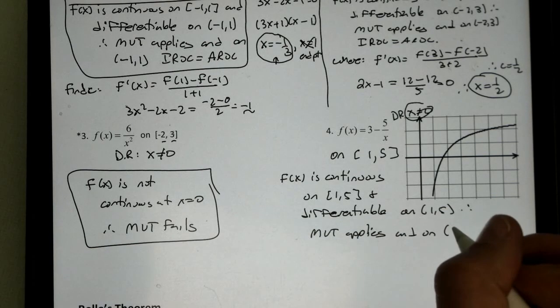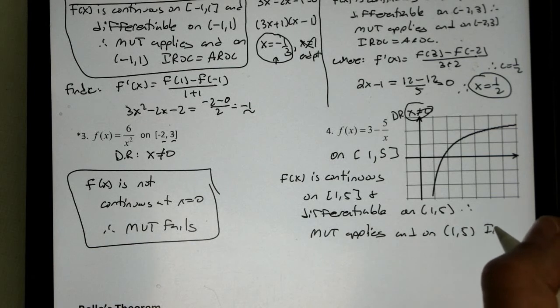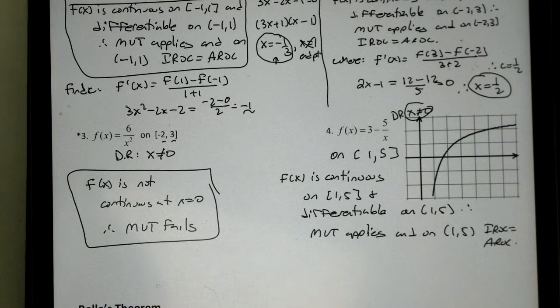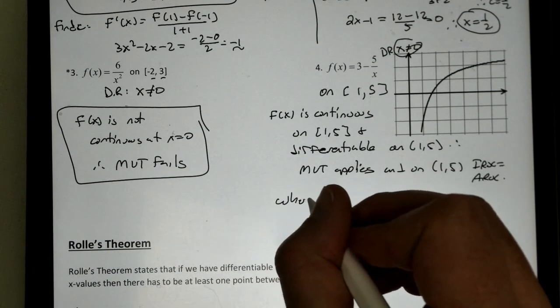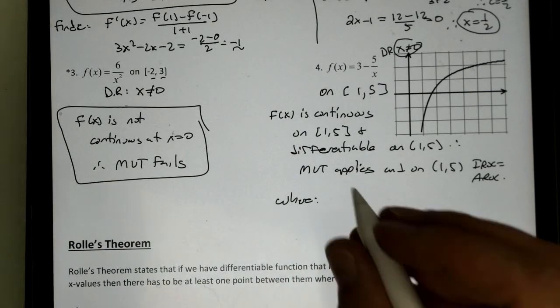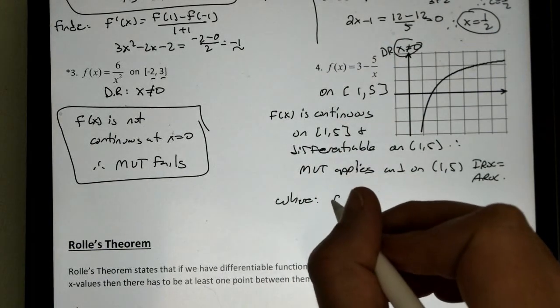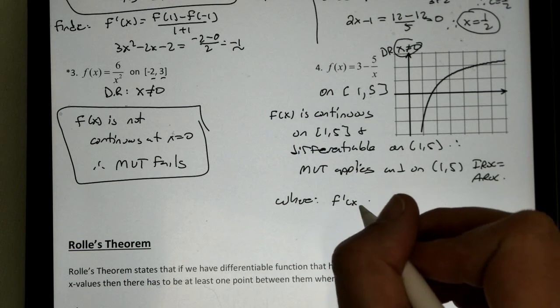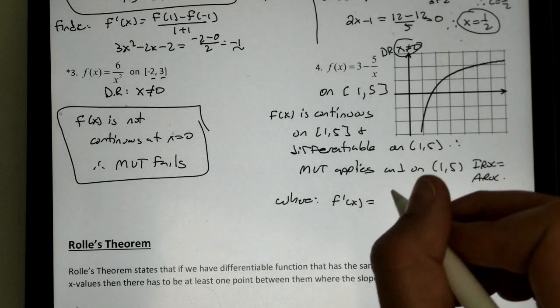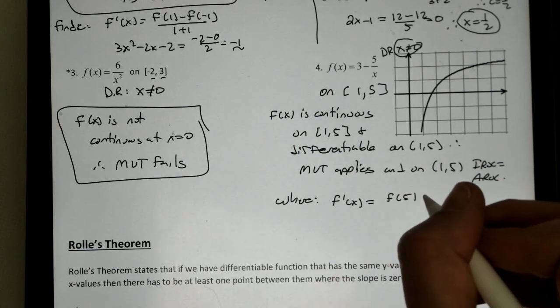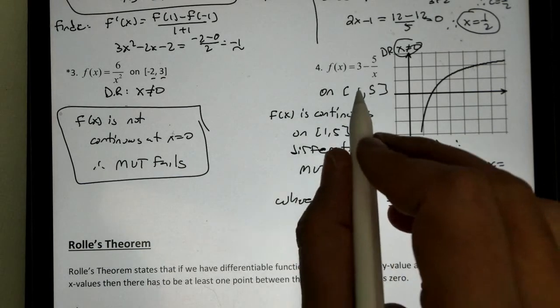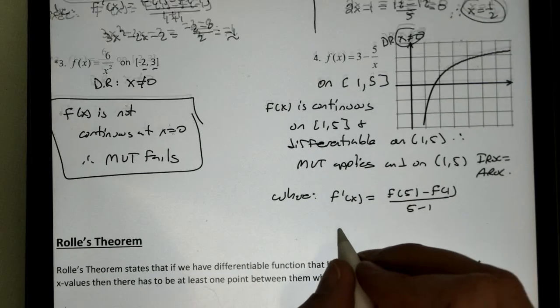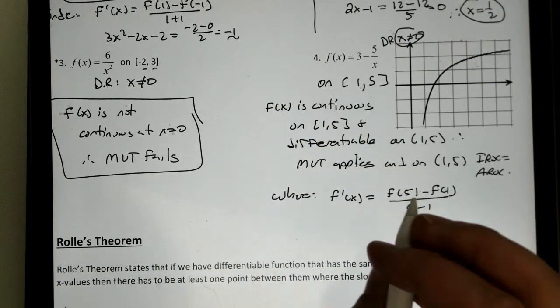And on our domain 1 to 5, somewhere the instantaneous rate of change has to equal our average rate of change. We just have to find out where that occurs. So to find out where, we're just going to take our derivative, f prime of x, and set that equal to f of 5 minus f of 1 over 5 minus 1. Our derivative, that's not that bad to do. We're going to get 0, since the derivative of 3 is 0.